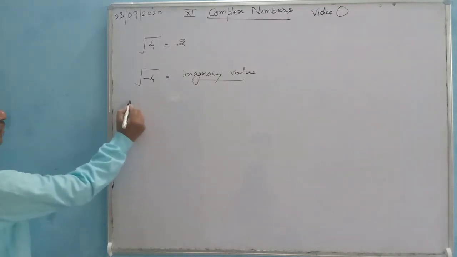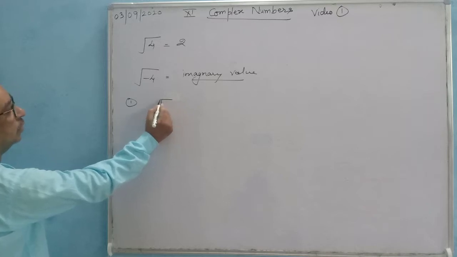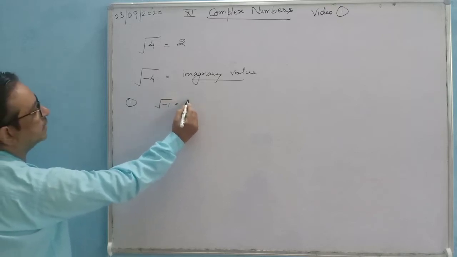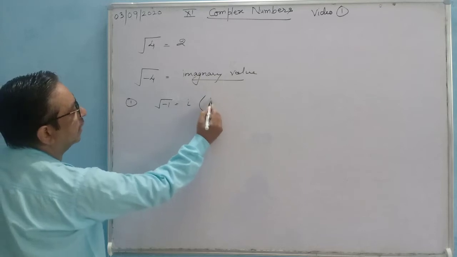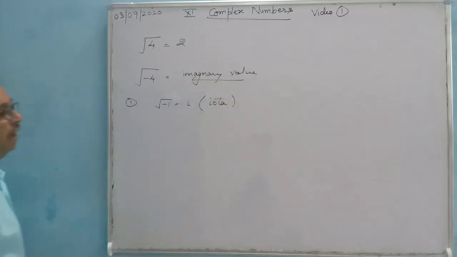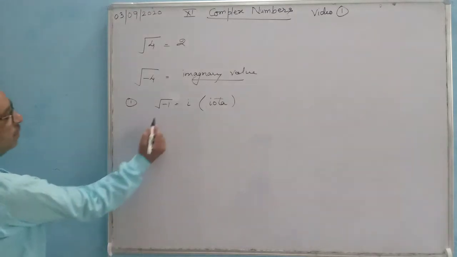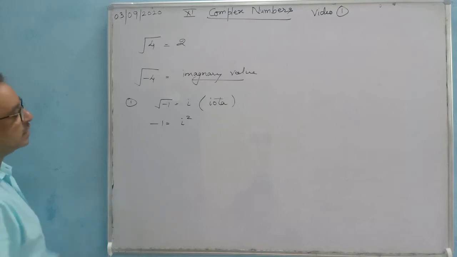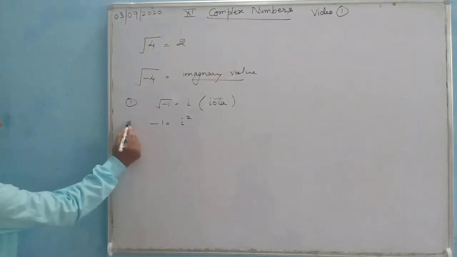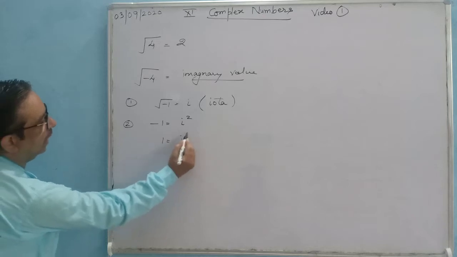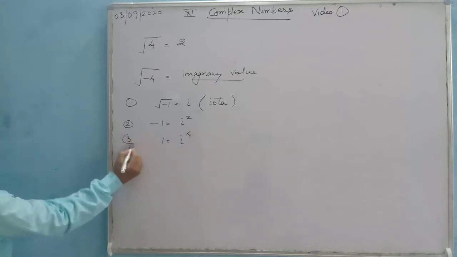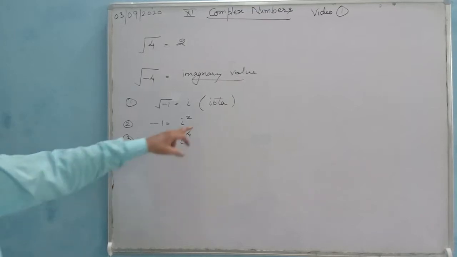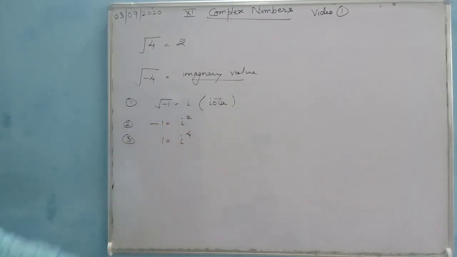The first known formula is: root of minus 1 is i. i is the iota. Squaring both sides, minus 1 equals i square. This is one relation: i square equals minus 1. Again squaring, we get i raised to the power of 4. That means i square is minus 1, so i raised to 4 is 1.